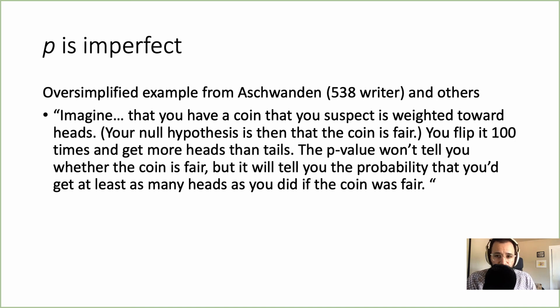It's somewhat helpful to think of an oversimplified example that I stole from a science writer named Christie Aschwanden. Her example is, imagine that you have a coin and you suspect the coin is weighted to heads. And so your null hypothesis in that case is that the coin is fair. Your alternative hypothesis is that the coin is unfair. It's weighted to heads. So you flip it 100 times, you get more heads than tails. The p-value in that scenario won't tell you whether the coin is fair, but it will tell you the probability that you'd get at least as many heads as you did if the coin was fair.